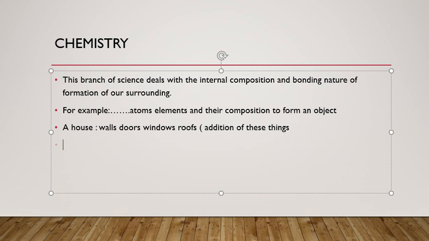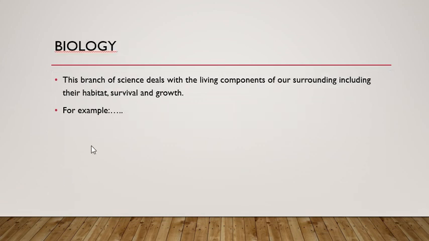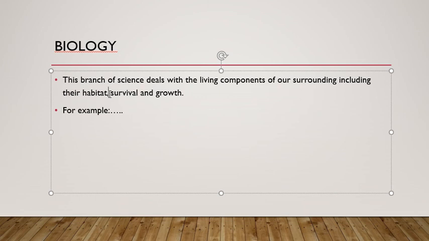So we will move to the next topic, and that is biology. First of all, we get to know that physics deals with the physical appearance of our surrounding, and chemistry deals with the bonding nature, or the addition or subtraction of things within our surrounding to form that physical appearance. Now they are combined together, physics and chemistry. In the same way, biology deals with living components of our surrounding, their habitat, survival, and growth.